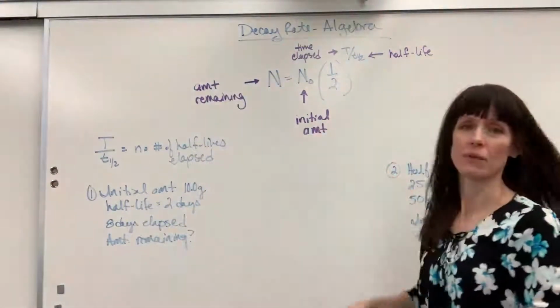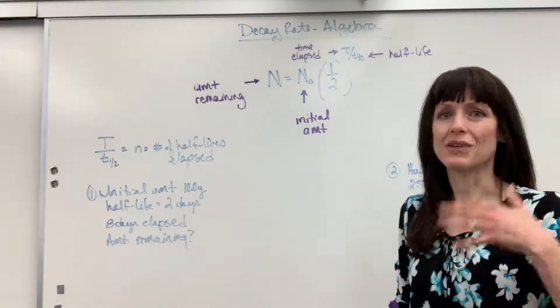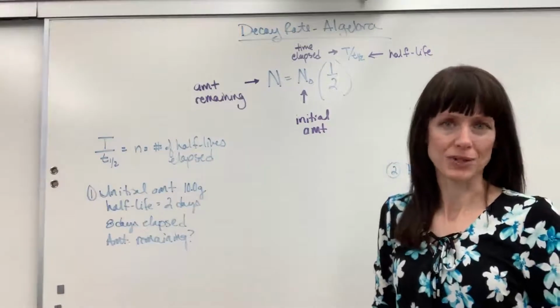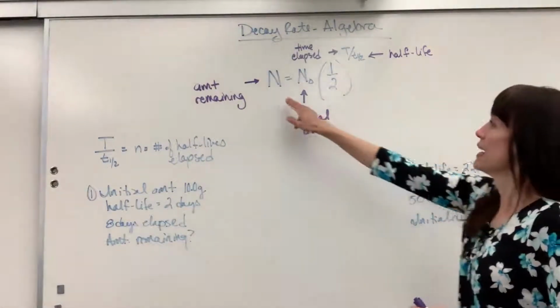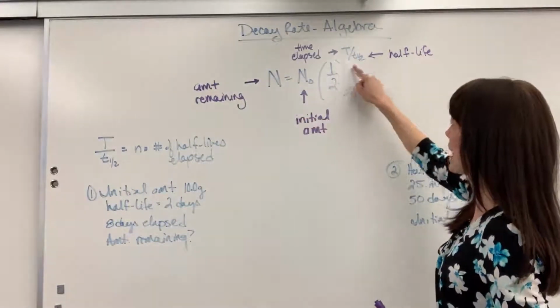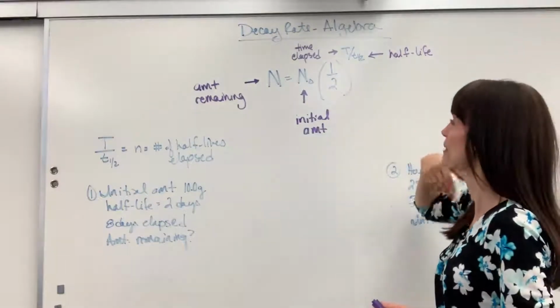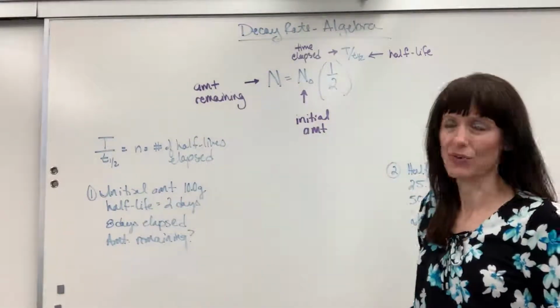This is what I use for my honors chemistry class, so maybe like a pre-college, or I'm getting ready for a general chemistry class. So here we have it. N equals N sub naught times 1/2 raised to the big T divided by the T sub 1/2. So I've labeled everything for you.